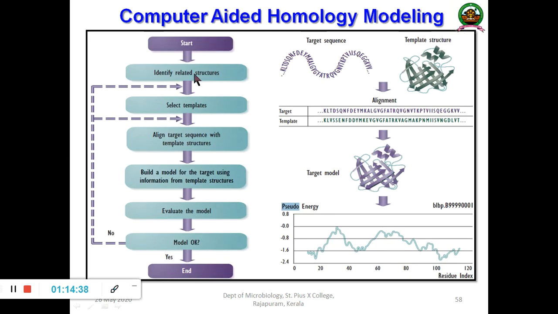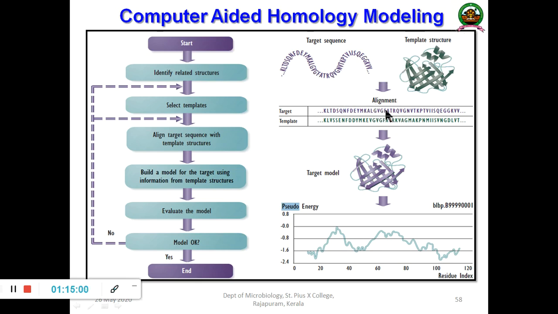Then this is the overview. As I said, you have to start by identifying the related structure. This is your target sequence, which doesn't have any crystal structure. On the other side you have a template structure that already has a crystal structure. The speciality is that this sequence and the sequence of this structure have a high homologous relationship.